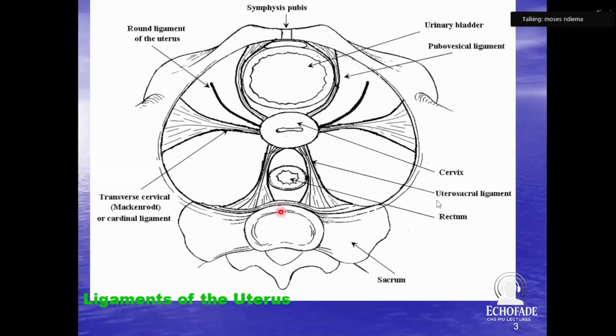In a transverse section, so that we appreciate the development, we have posteriorly the rectum, which we talked about in terms of the development of the cloaca, where you can sometimes have fistulas connecting the two because they have a common development, especially in the lower part of the reproductive system. And you can see the uterosacral ligament attaching the uterus to the sacrum so that it's maintained within the pelvic cavity. We have transverse cervical ligament attaching it on the transverse side, and then we have the round ligament.